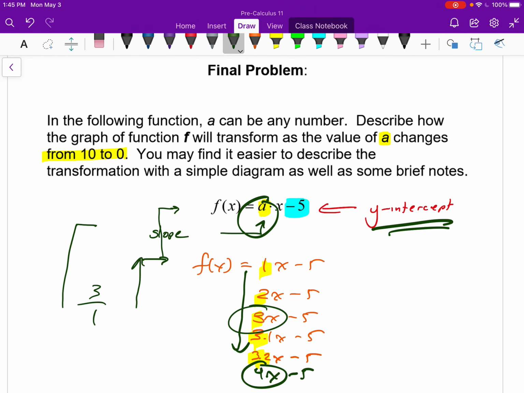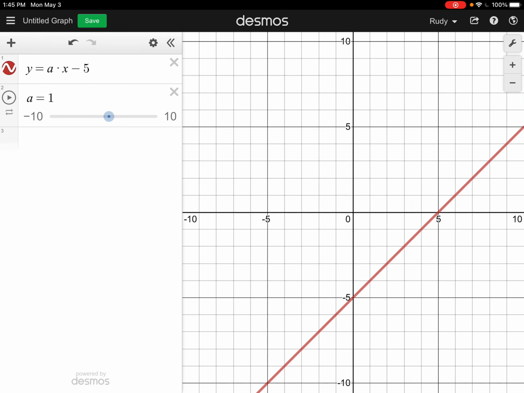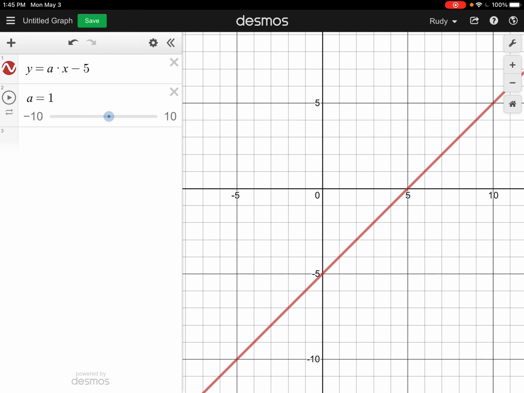That's it. If you want a better visual, I'll go to Desmos here. And what I have here is right now the graph of ax minus 5, but right now a is 1. So what you're seeing here is a line with a y-intercept of negative 5 and a slope of 1. And notice if I pick any point on this line, I can find another point by going up 1 to the right 1, up 1 to the right 1. That's what a slope of 1 looks like.